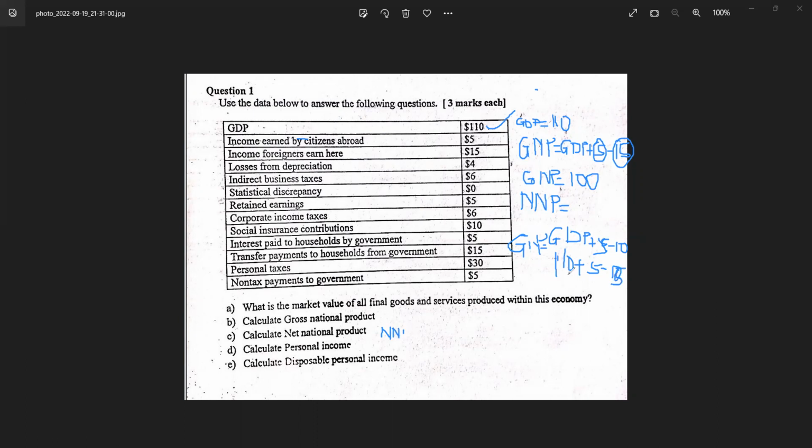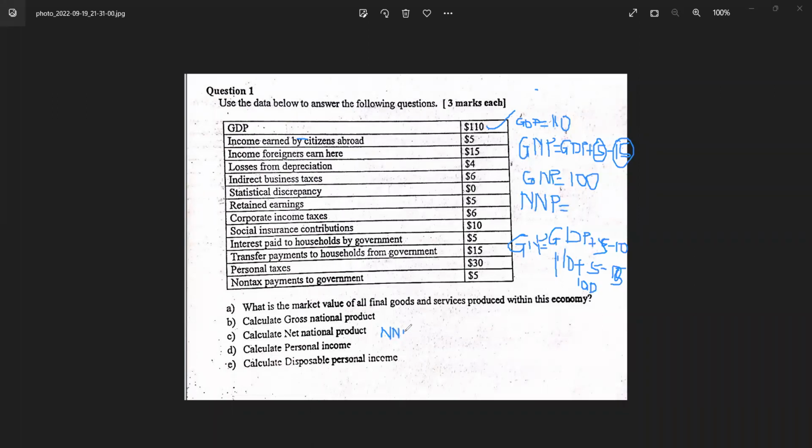So you're going to have 110 minus 15 plus 5. So what did we get? GNP, we had what? 100, right? So the whole thing becomes 100. Okay, thank you for prompting me.